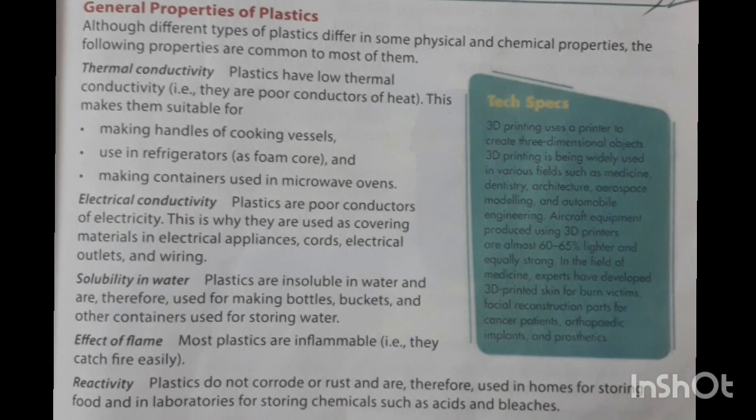Then electrical conductivity. What is meant by electrical conductivity? Ability of a material to conduct electric current. Mostly we can say plastics are the poor conductors of electricity. That's why they are used for making or covering materials in electrical appliances, cords, electrical outlets and wiring. So if you see a wire, ordinary bulb connected with wire, you can see that the outer cover of the wire is covered by a plastic material. So why? Because plastic is a poor conductor of electricity. That's why it is covered by plastic.